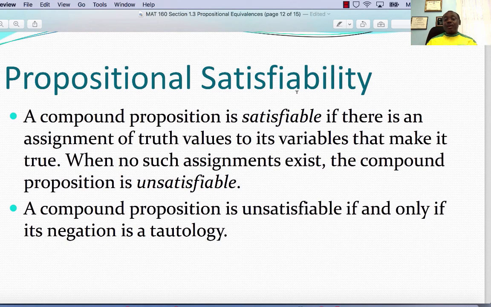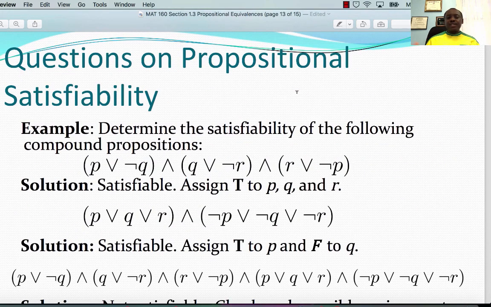So a compound proposition is unsatisfiable if and only if its negation is a tautology. Interesting. So if I give you a compound proposition and ask you to prove that it is unsatisfiable, well, you could check all possible combinations of truth values and show that there is no possible assignment of truth values to its variables that will make it true. Or you could just come up with a truth table and show that the negation of that statement is a tautology. That's beautiful. Let's look at a few examples.